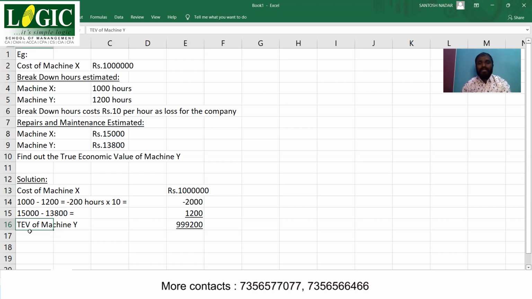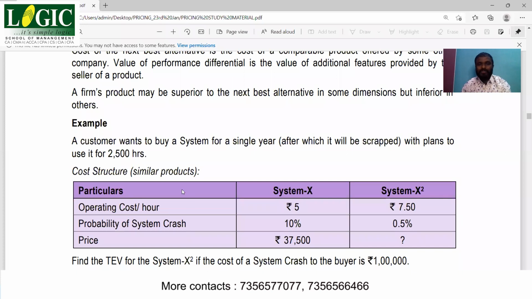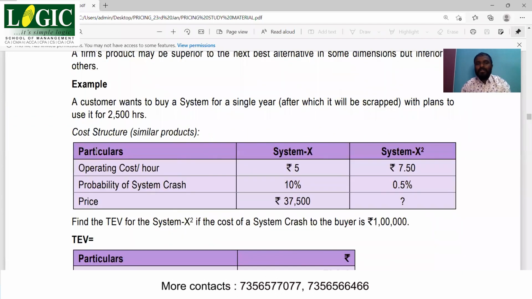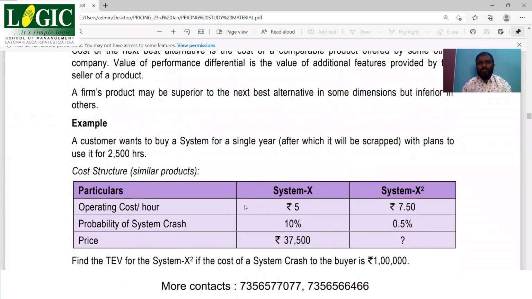We do have an example based on this in our ICAI study material as well. We can refer to that also. It is from page number 6.14 of the study material. There is an example. We can quickly go through this and cover one question from our study material as well. Let us read that.